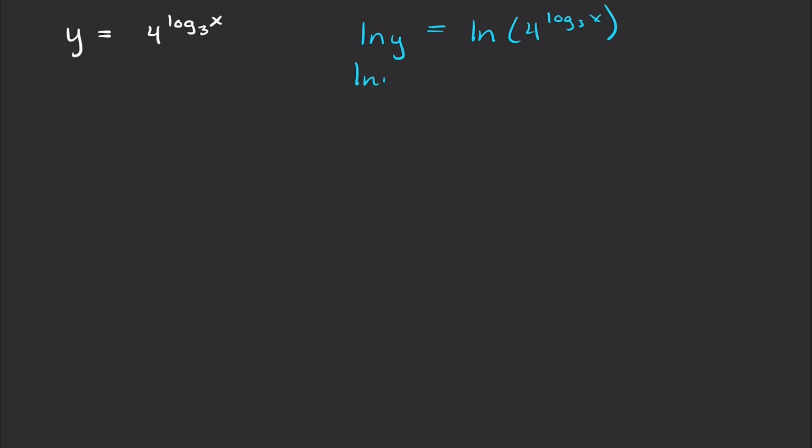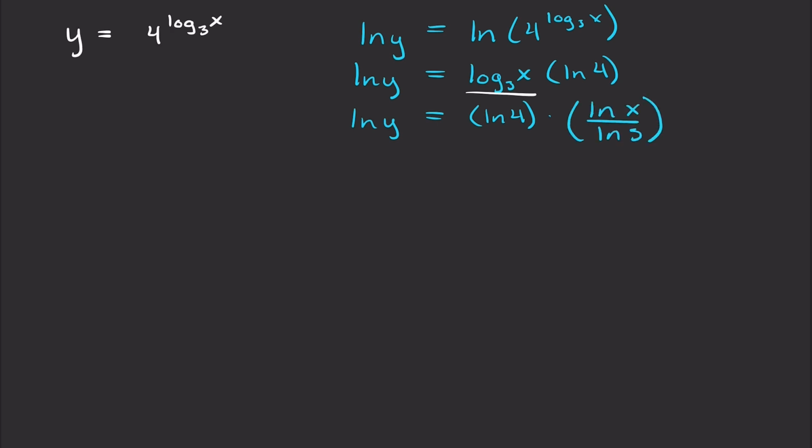So I get the natural log of y equals log base 3 of x times the natural log of 4. Okay, so now I'm going to just bring my natural log of 4 out front since it's just a number. And then I want to rewrite my log base 3 of x, so I'll do that as the natural log of x over the natural log of 3.